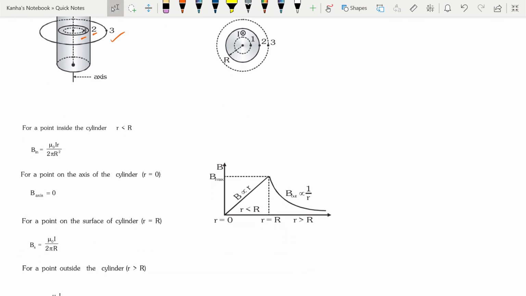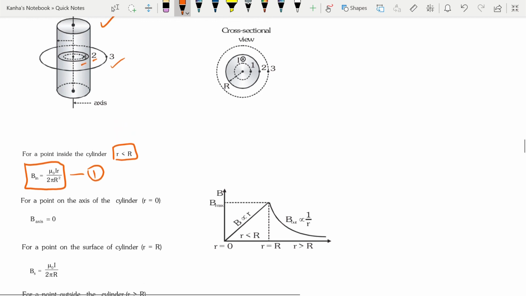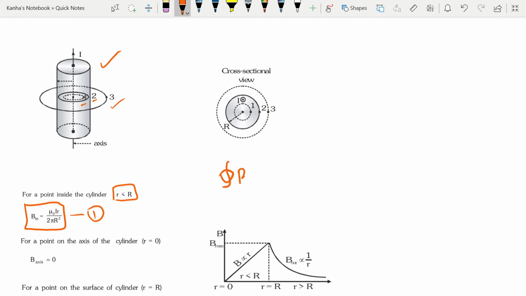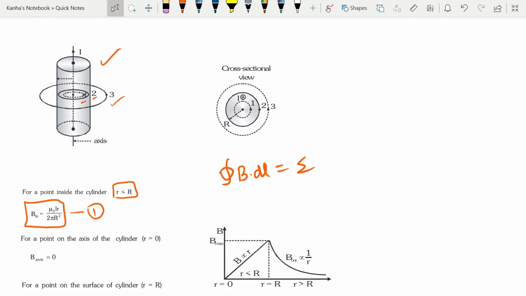So for a point which is inside the cylinder, for r less than R, the magnetic field inside is given by mu naught I into small r by 2 pi capital R square. You need not remember these formulas, you can easily derive them. What you basically need to do is use the formula that integral of B dot dl is equal to mu naught times the summation of the current that is flowing through. If I apply it to the different ones, for the outer circle, let's talk about r greater than R.